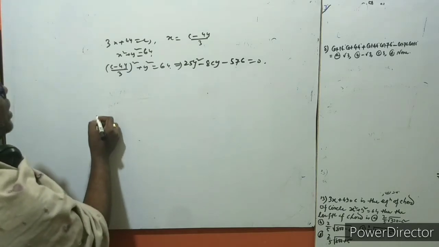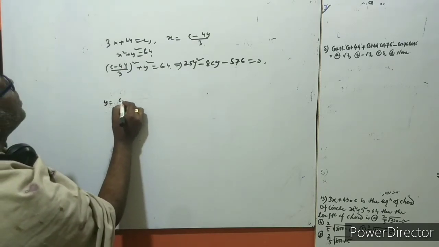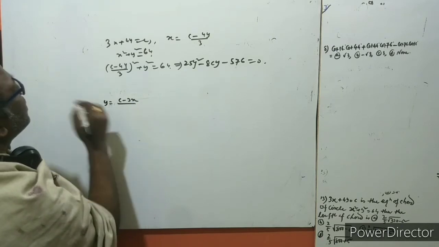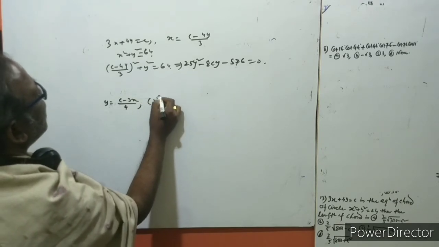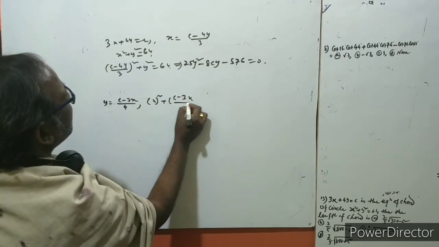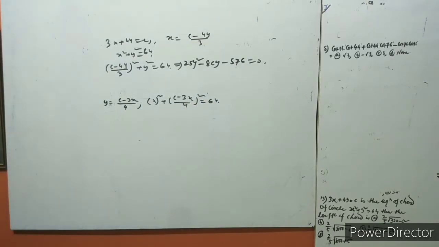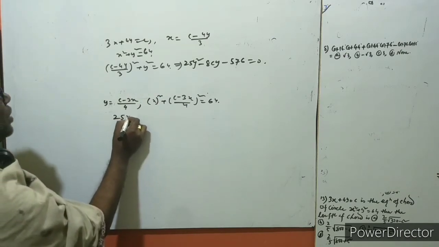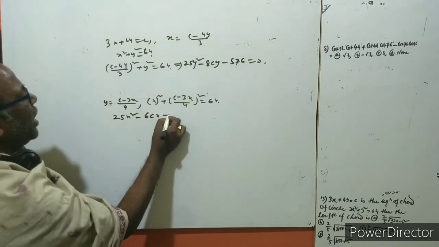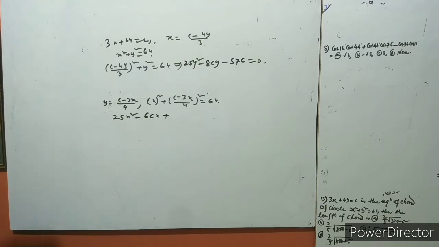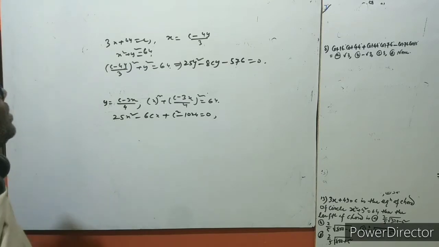And in place of y, substitute y equals (c minus 3x) by 4. Then we get x square plus ((c minus 3x) by 4) whole square equals 64. If we simplify this, we get 25x square minus 6cx plus c square minus 1024 equals 0. Simplify this here.